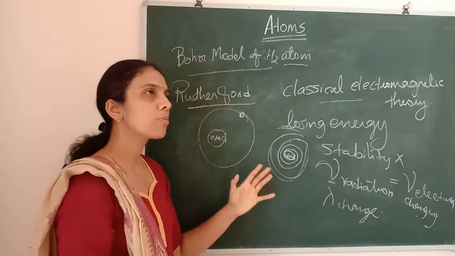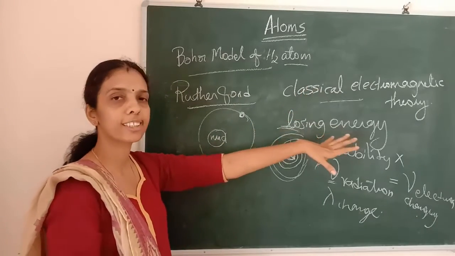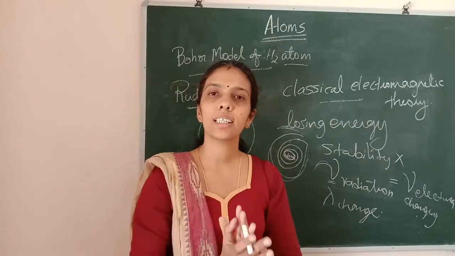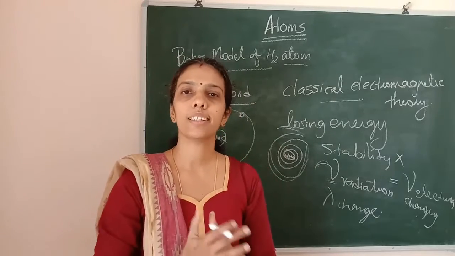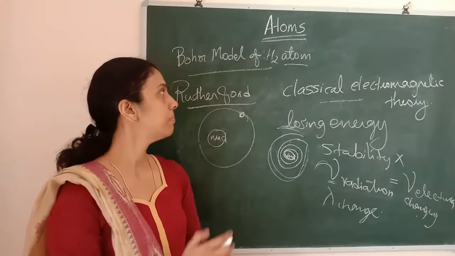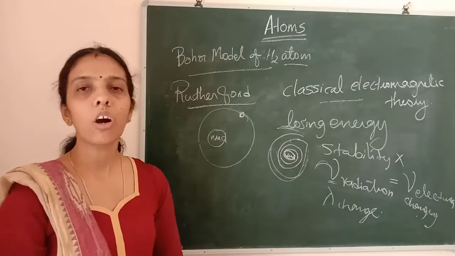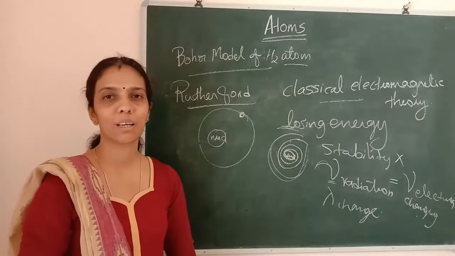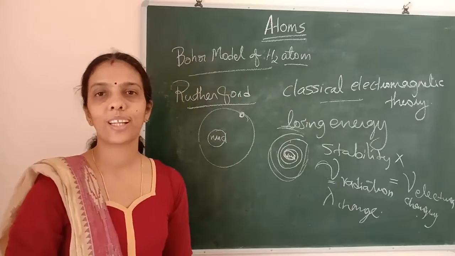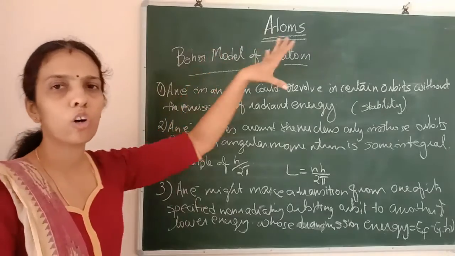Rutherford's model actually was correct, but we can't explain Rutherford's model using classical electromagnetic theory. So if we club the classical theory and the quantum theory together, we will get a correct explanation for our atom model. That model is known as Bohr's model of hydrogen atom. Next we are going to study about Bohr's model of hydrogen atom and what are his postulates.